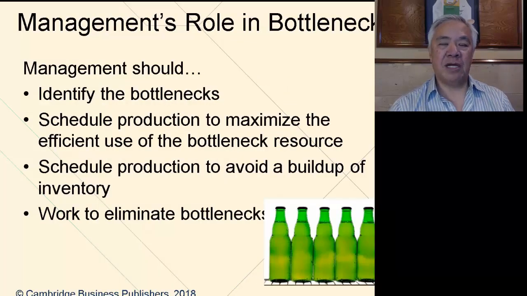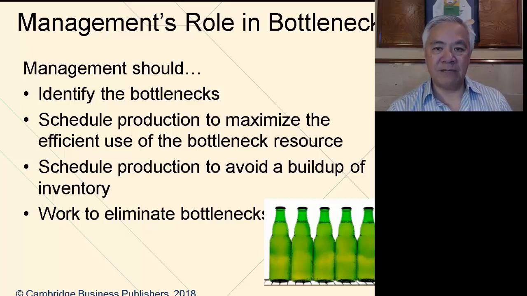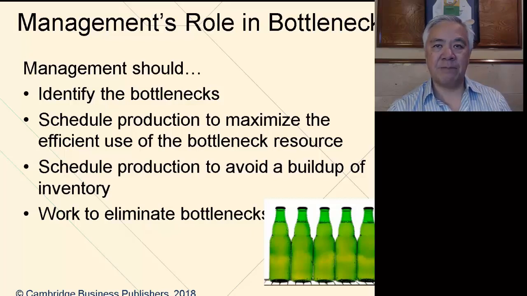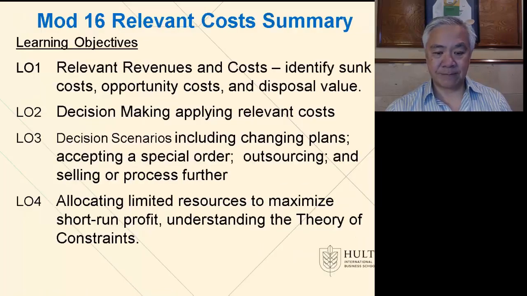What is our role? We should identify them. We should schedule production to use the capacity we do have, and then avoid buildups of inventory, which are very wasteful in terms of material and capital. And then, of course, as stated, get rid of that bottleneck.